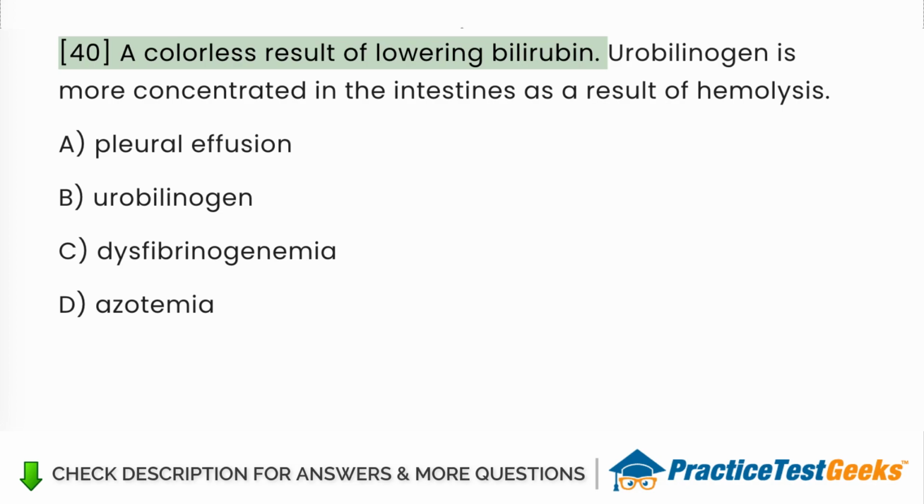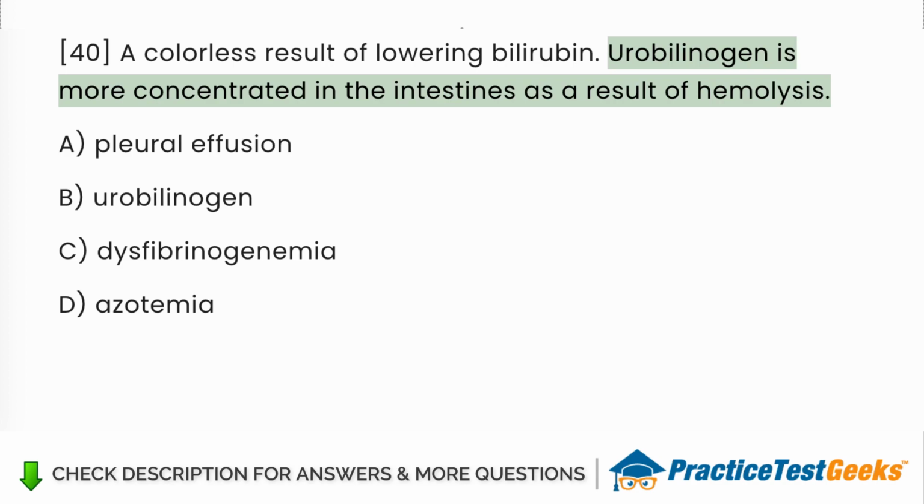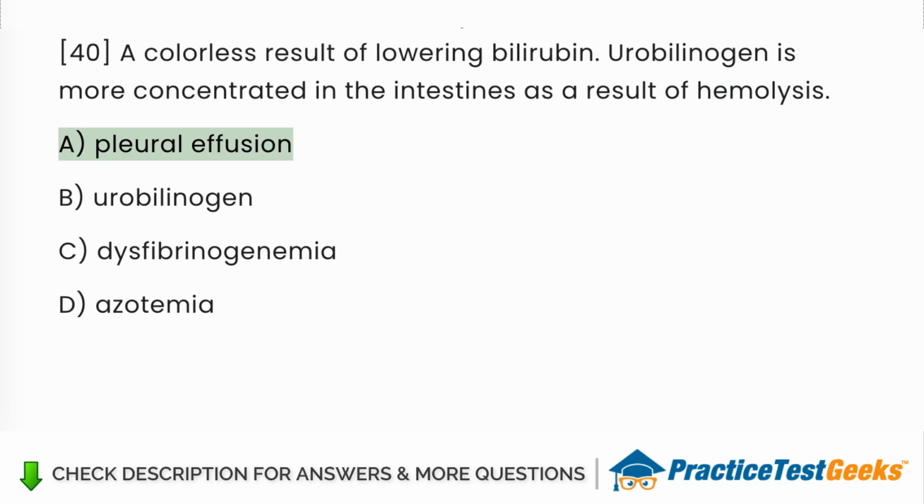A colorless result of lowering bilirubin. Urobilinogen is more concentrated in the intestines as a result of hemolysis. A. Pleural effusion. B. Urobilinogen. C. Dysfibrinogenemia. D. Azotemia.